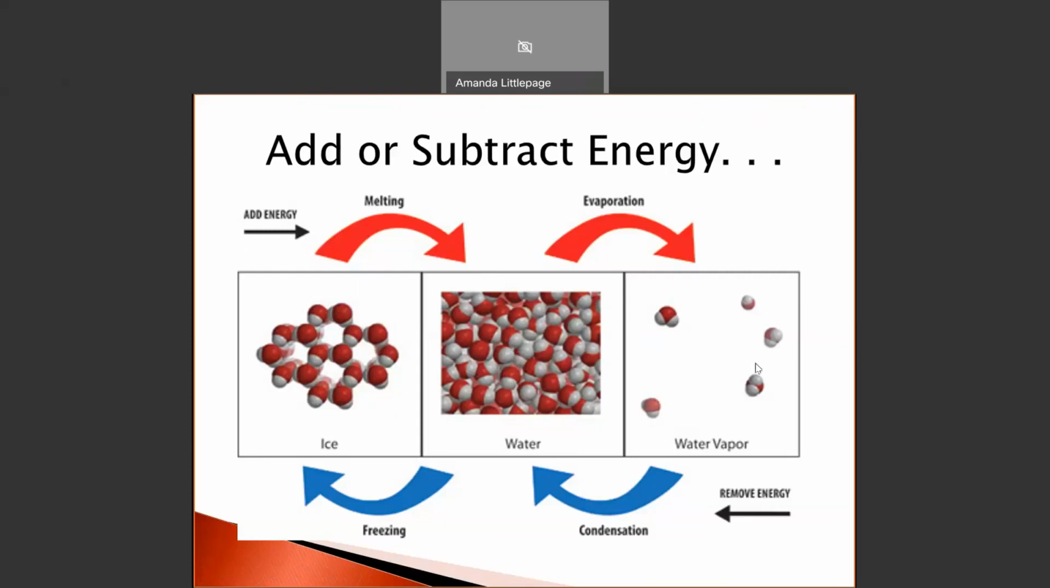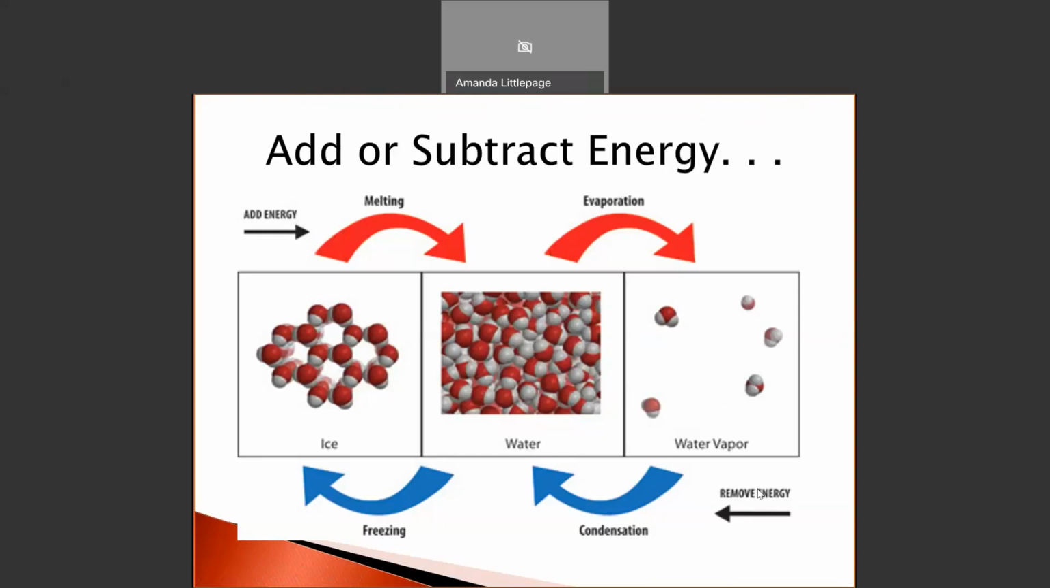Then look at water vapor. These are all still the same molecules, but they're spread out and they're moving much faster. So if you add energy and you go from a solid to a liquid, you're melting, particles moving faster. If you increase the energy even more, liquids eventually undergo evaporation and become a gas. So all of this at the top represents what we call endothermic processes, adding energy.